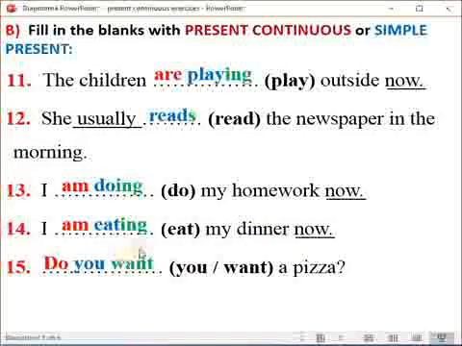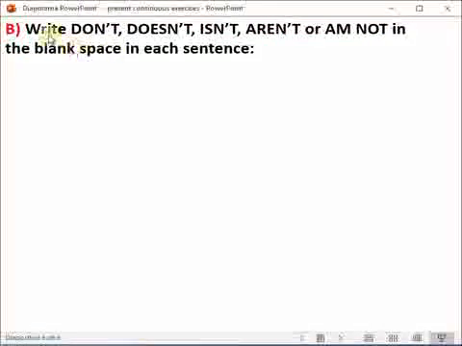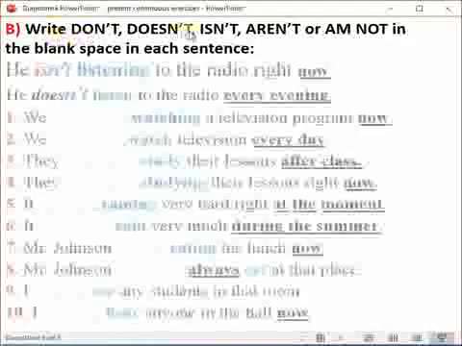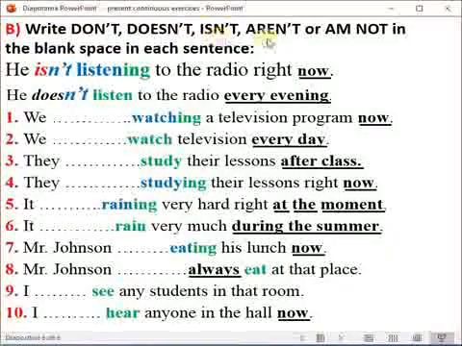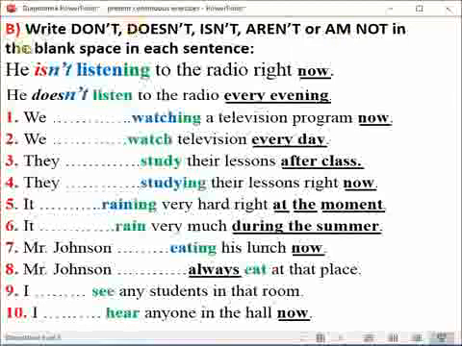So let's go to the next activity. Okay, B. Let's go to the activity B. So here write don't or doesn't, isn't or aren't or am not in the blanks, one in each space.